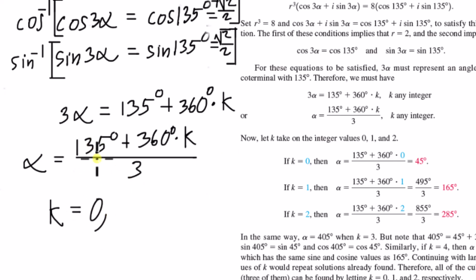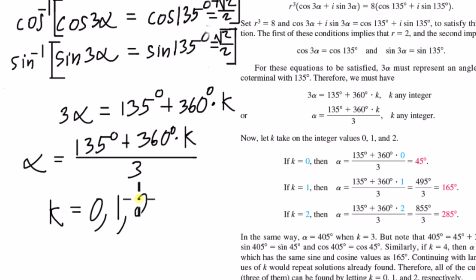In that case, we'll have 135 divided by 3. That's going to be 45 degrees. Perfect. So one of the complex numbers is going to be r cis 45 degrees. So r is going to be 2. Perfect. If we choose k equal to 1, we're going to get some other angle between 0 and 360.